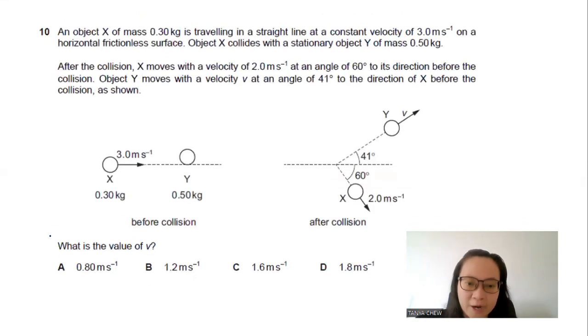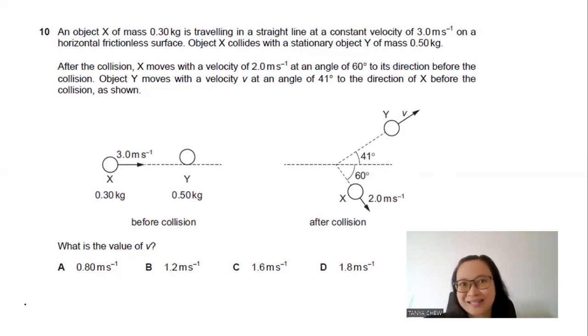Question number 10. An object X of mass 0.3 kilogram is traveling in a straight line at a constant velocity of 3 meters per second on a horizontal frictionless surface. Object X collides with a stationary object Y of mass 0.5 kilogram. After the collision, X moves with a velocity of 2 meters per second at an angle of 60 degrees to its direction before the collision. Object Y, on the other hand, moves with a velocity v at an angle of 41 degrees to the direction of X before the collision, as shown. What is the value of v?